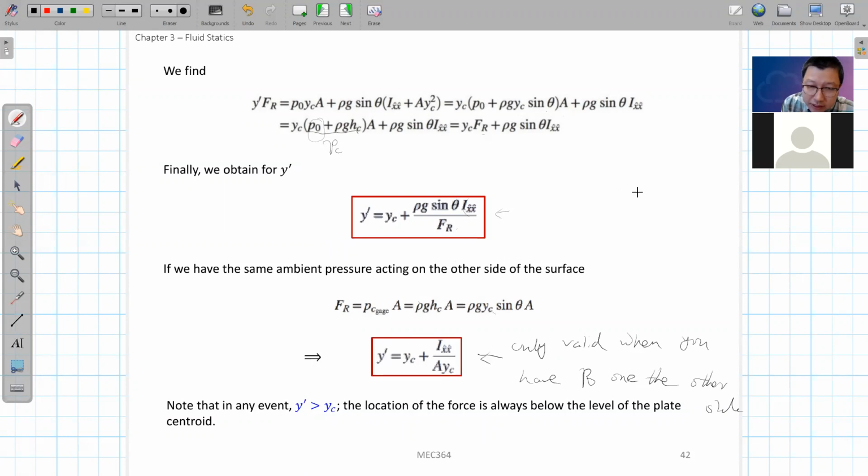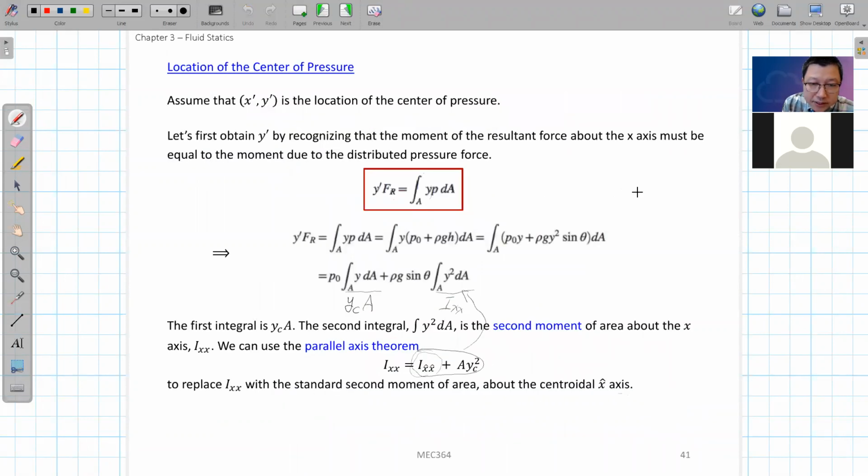Okay, so let's quickly go through how we calculate this y prime, which is the y coordinate of the center of pressure. The physics behind this is that we want to guarantee that the moment around the origin is the same for either a single resultant force or for the parallel pressure forces. During the derivation, we have two integral terms regarding area: one is the first moment and one is the second moment.